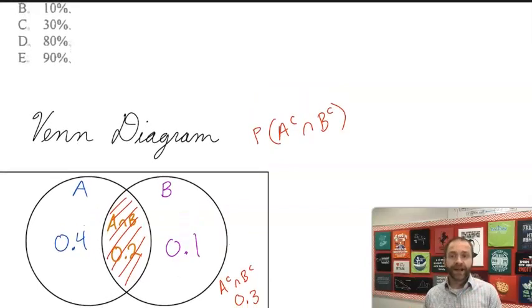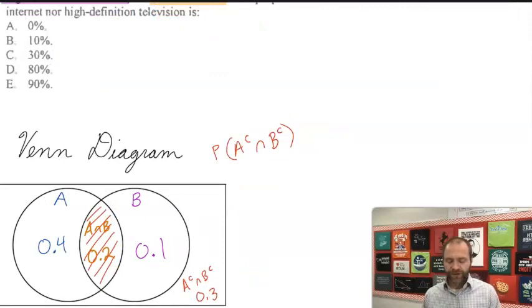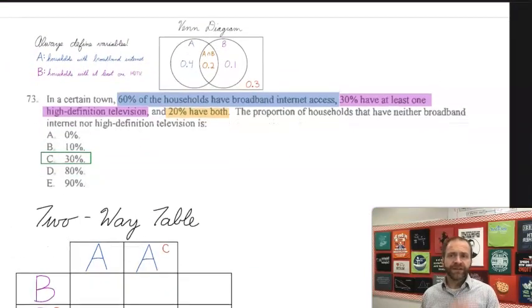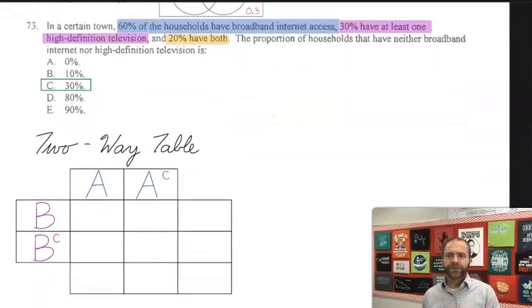Now this is a Venn diagram. What if I wanted to do a two-way table? That's what we're going to look at here. You can see the answer and the Venn diagram up on top. Now let's focus on a two-way table.